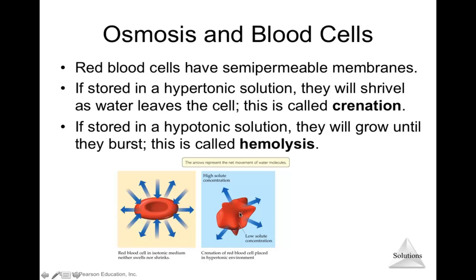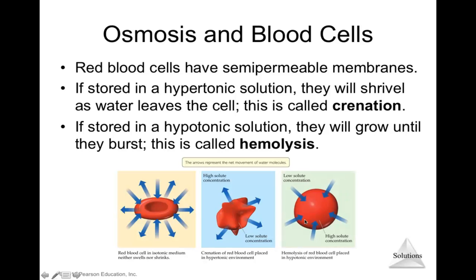Here we have the crenation example. Water from the cell is going out toward the high solid concentration, the hypertonic solution. And in the hypotonic solution, because the solid is higher in the blood cell, the water is going to go inside the red blood cells and they will grow until they burst.